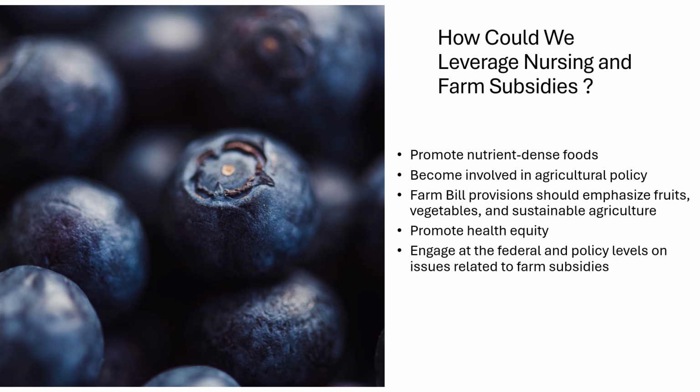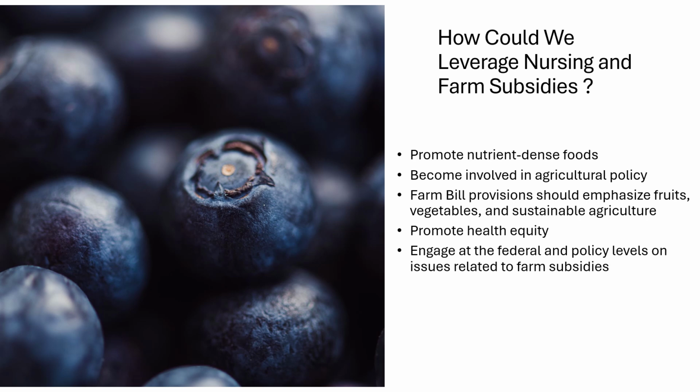So how can we leverage nursing and farm subsidies together? How can we bring these two approaches together? Nurses need to promote nutrient-dense foods and become involved in agricultural policy. This is a crucial step in order to have a downstream effect on what we are putting on our tables and what we are promoting to our children, our infants, and our population as a whole.